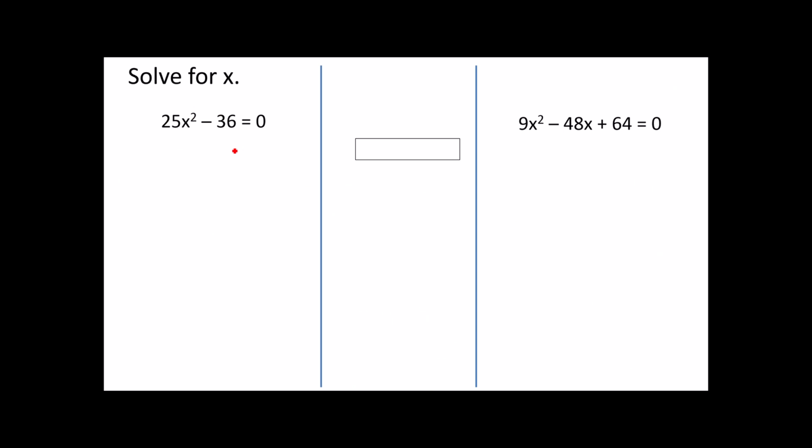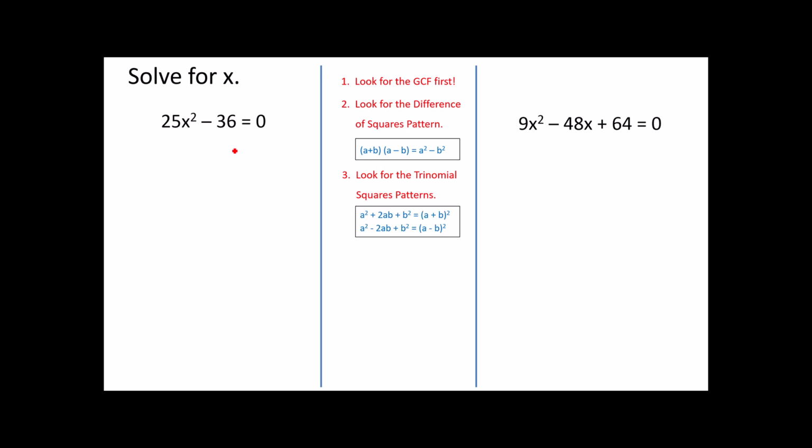Now, a couple quick things real quick. We're always going to look for the GCF first. Look for the difference of squares pattern second. That's this pattern here: a plus b, a minus b equals a squared minus b squared. The third thing we're going to do is look for the trinomial squares pattern, which looks like this. And then when all else fails, we're only going to guess and check if we must.